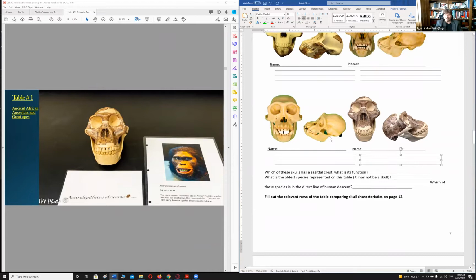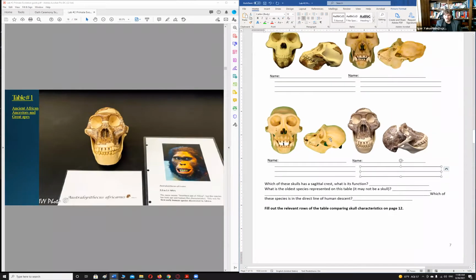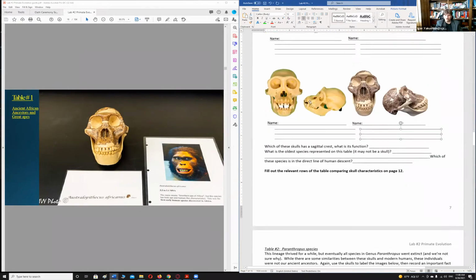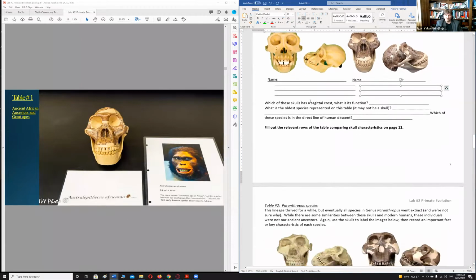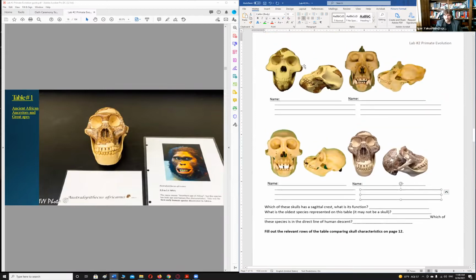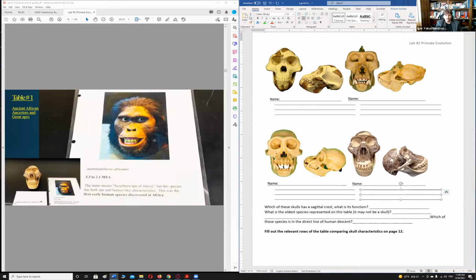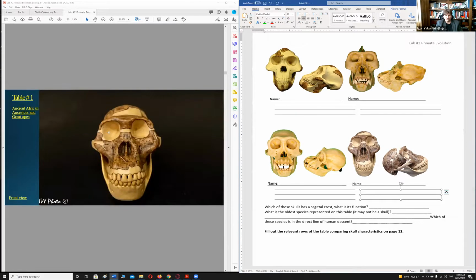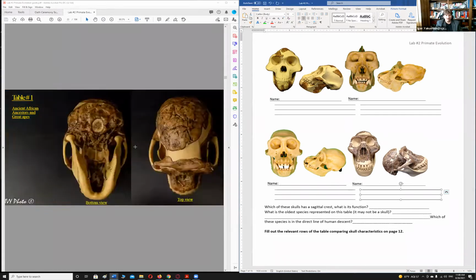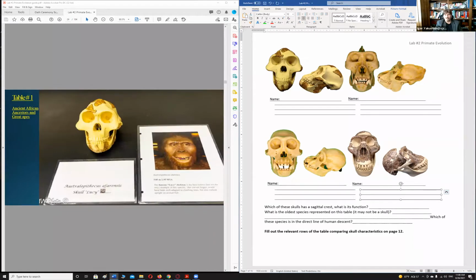What is the oldest species represented on this table? Well, the oldest one probably would be this guy. The infamous Lucy, right? Which of those species are direct in the human descent? Most likely that guy and probably this guy. Africanus, and here we have the Africanus, and you can clearly see that it doesn't look like a human. And then, of course, we have the Afarensis.